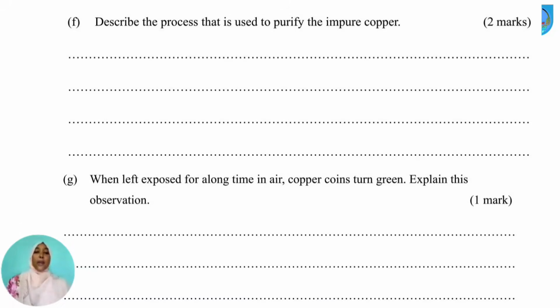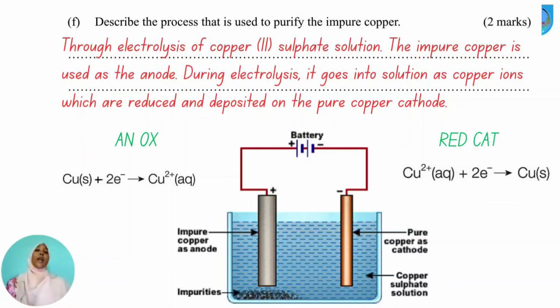Part F, describe the process that is used to purify the impure copper. Now, the blister copper that is formed contains a few impurities, as stated before, and we need to remove as many of these impurities as possible, if not all. Why? Because they are going to interfere with the electrical conductivity of copper. Remember, copper is used quite a lot in wires, okay? So we need it to be an excellent conductor of electricity. So that means that we need to purify it. Now, this is done through the process of electrolysis.